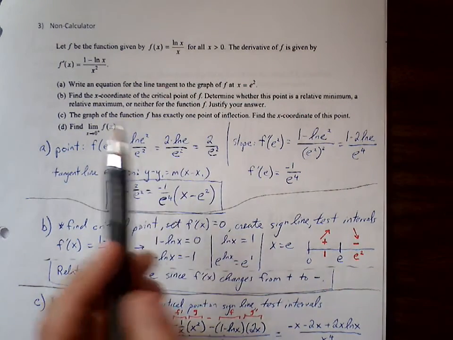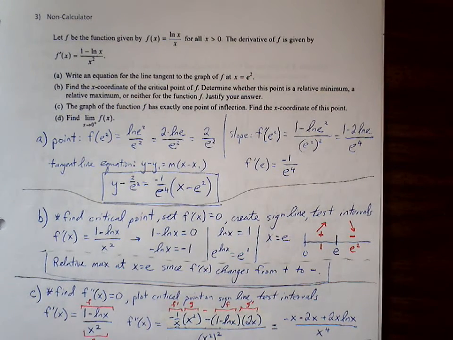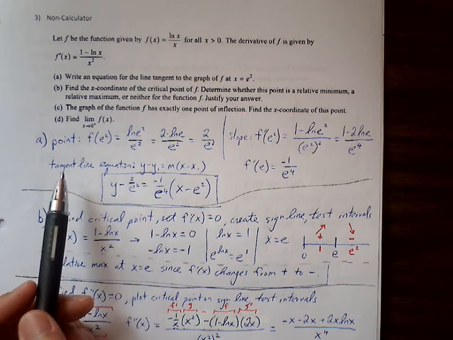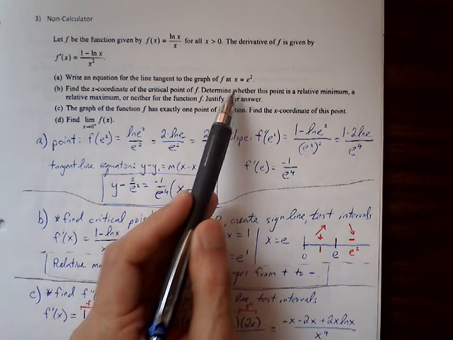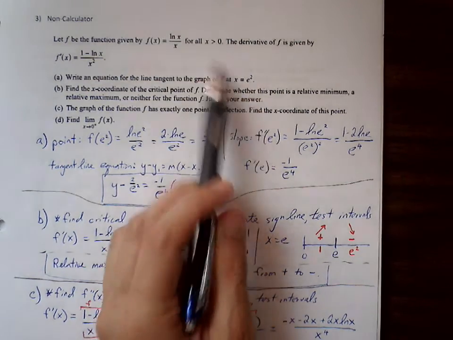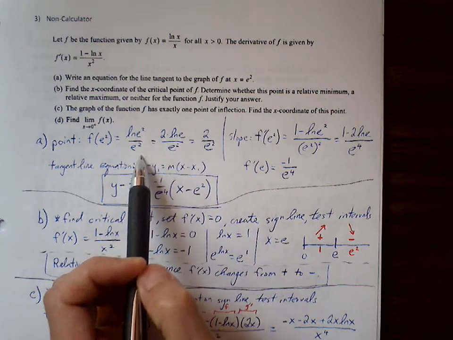So anytime we want to look for a tangent line equation, we're going to gather information about the ordered pair, and then we can also gather information about the slope, and then we can put it into point slope form. So we know the x value, so to find the y value we can take that e squared and put it into the original function. So natural log of e squared over e squared.